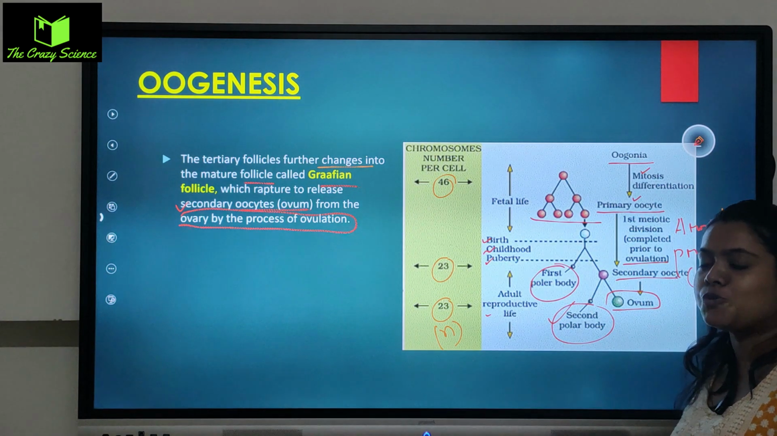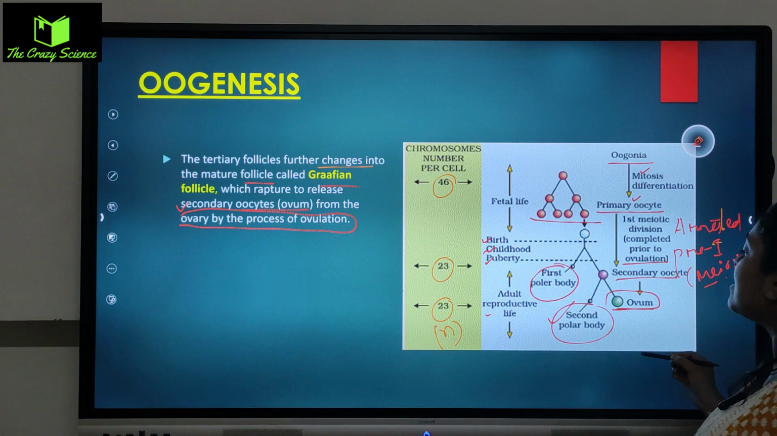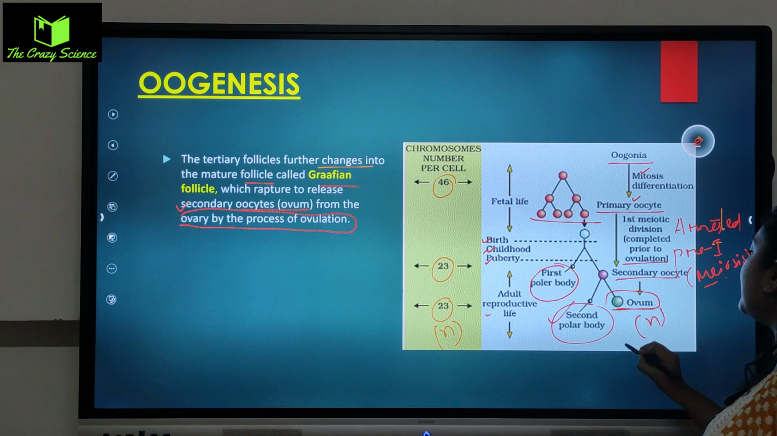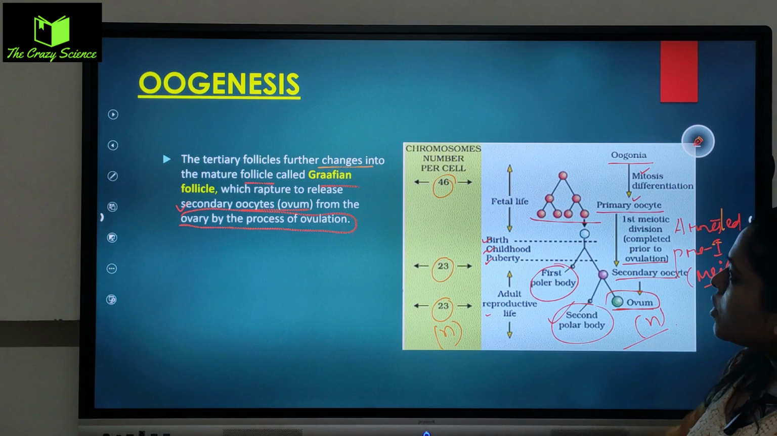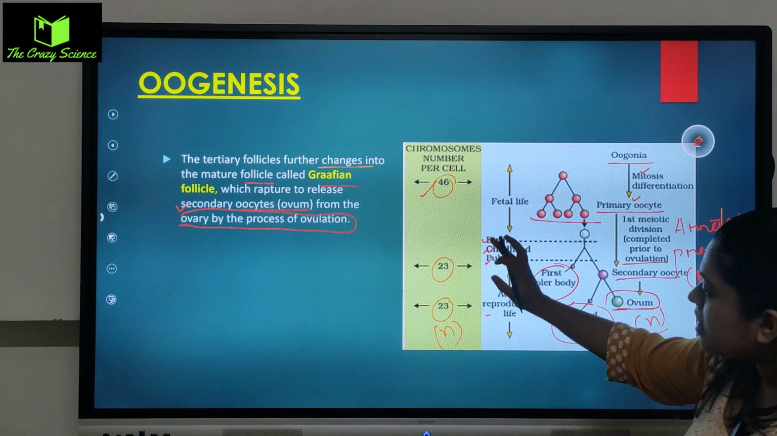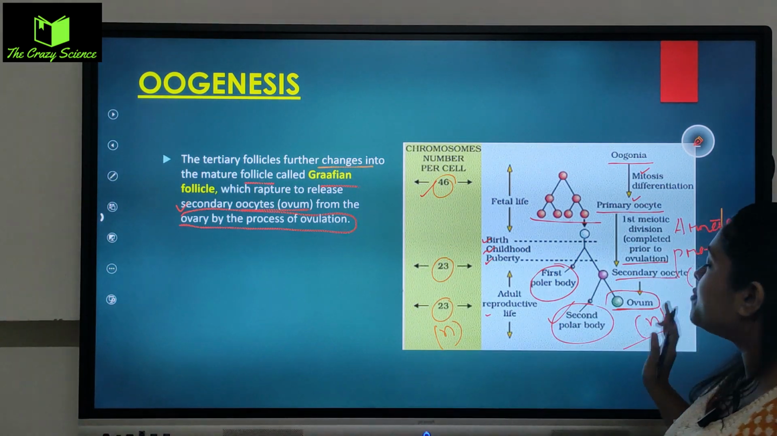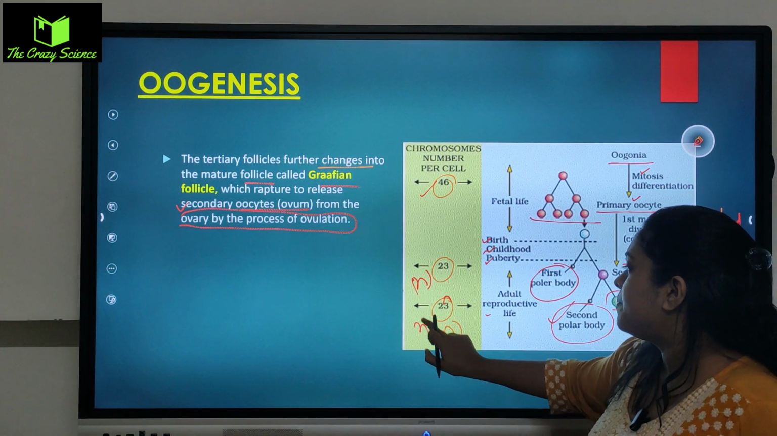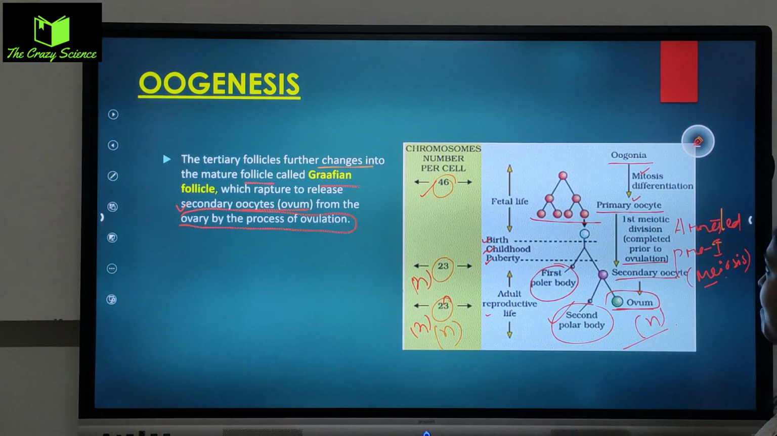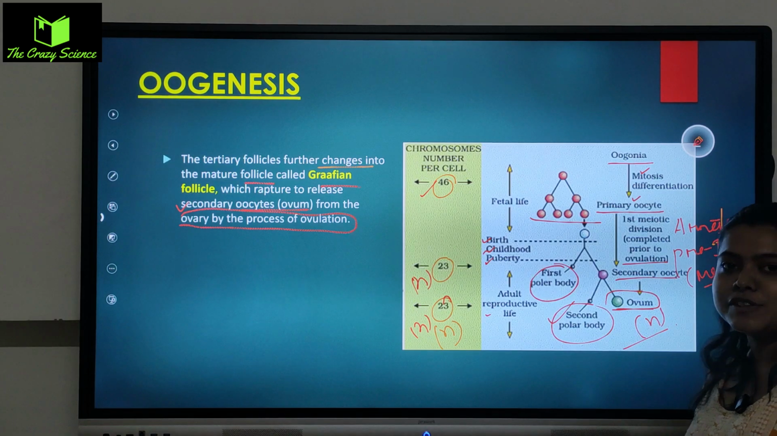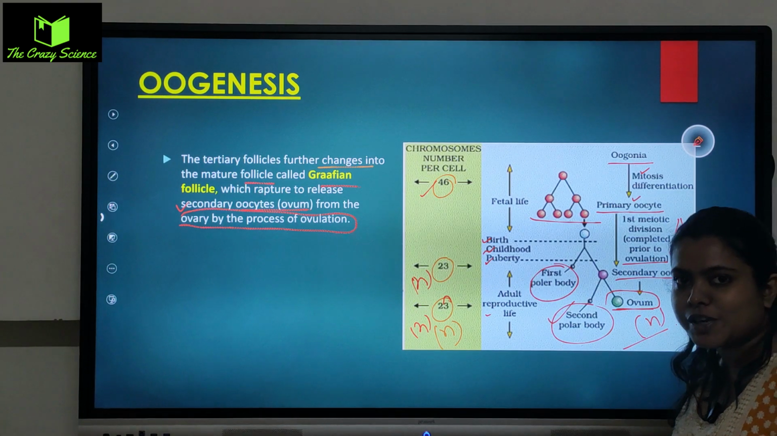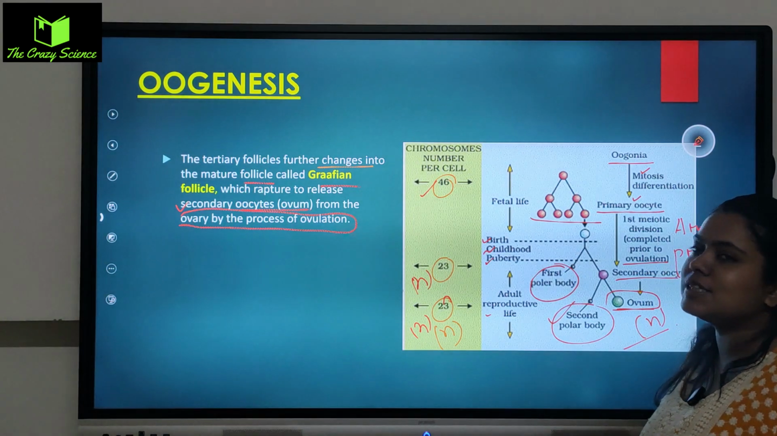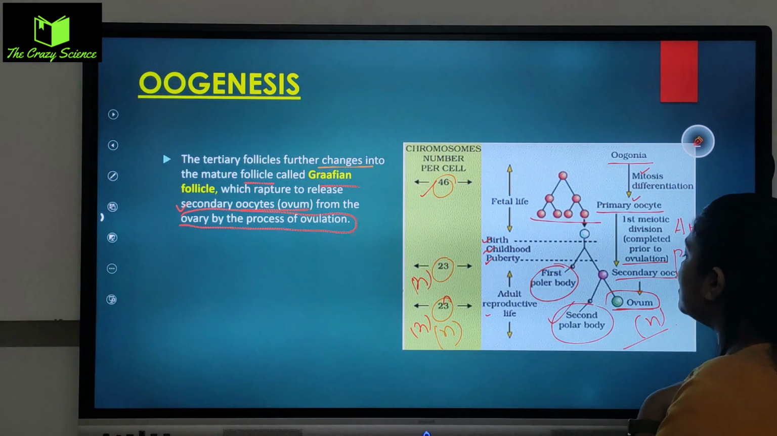So chromosome was 46 here, and you can see that the secondary oocyte, the moment they form it, became N in nature, that is haploid. They are haploid. So this is how we have completed the gametogenesis and the oogenesis, their changes, their formation.